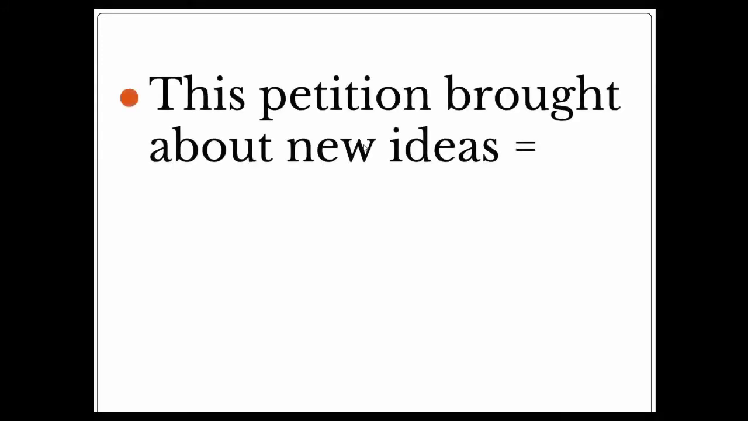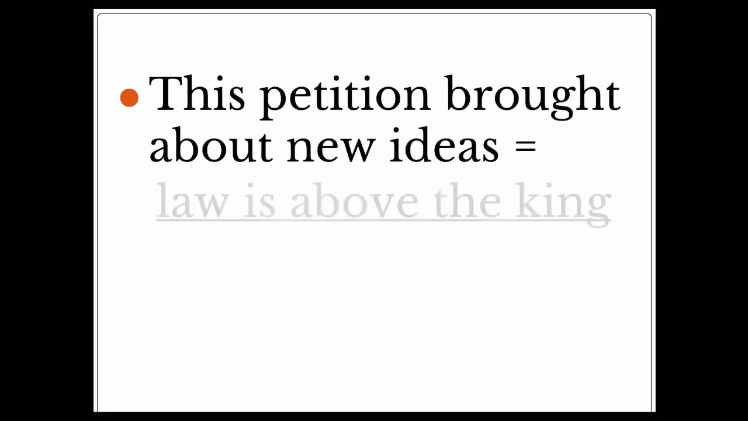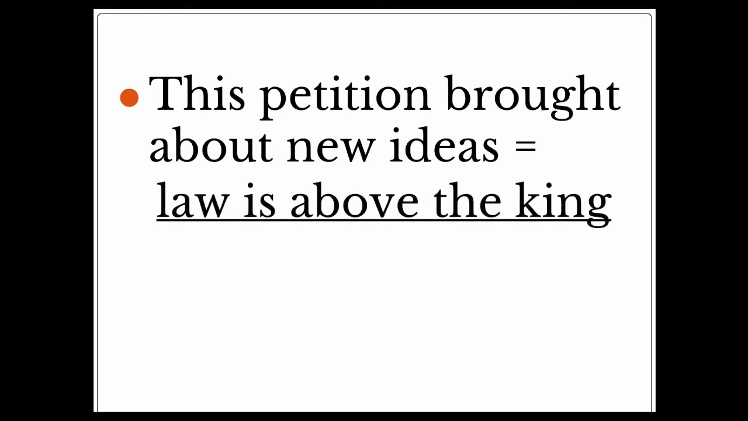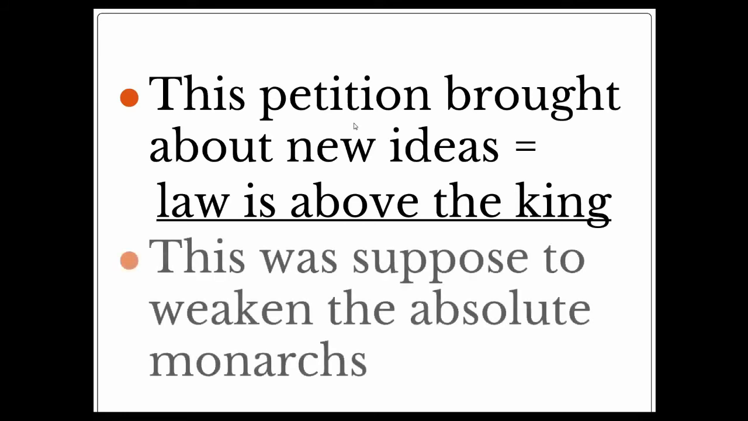This Petition of Rights brought about new ideas and drastically changes the way absolute monarchs run in Europe. That is, law is above the king, so no more kings being able to do what they want. Absolute monarchs have to check in with the people. They still get to stay in power in England, not beheaded like King Louis XVI and Marie Antoinette, but the king is beholden to law and rules just as everybody else. This is supposed to weaken the absolute monarch's power.